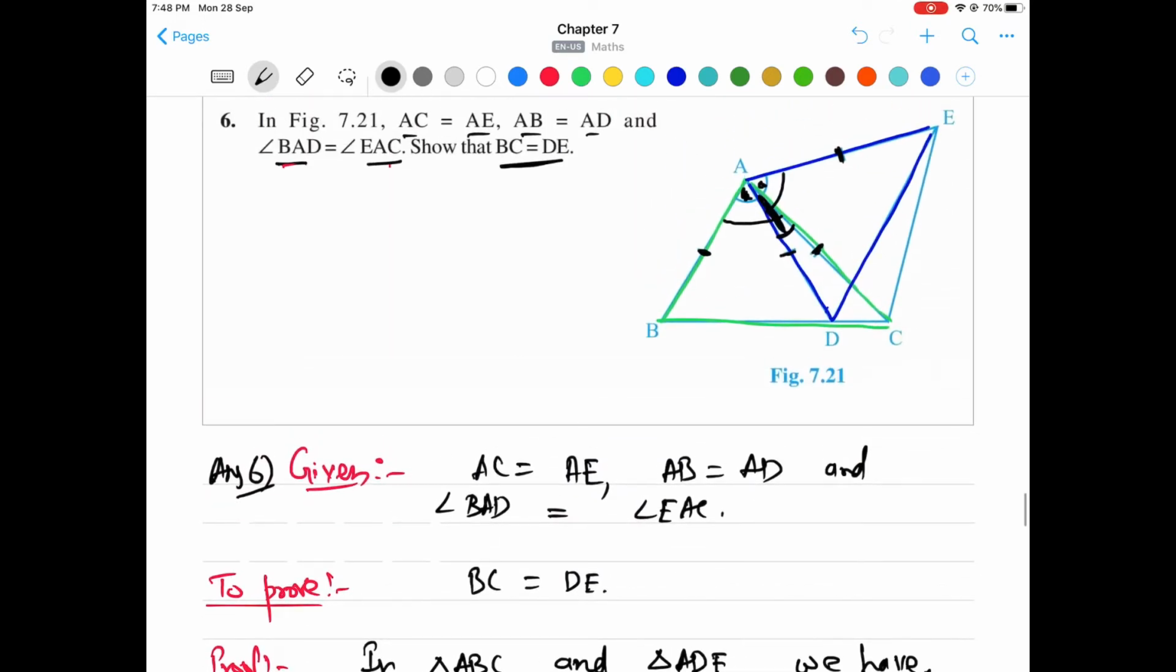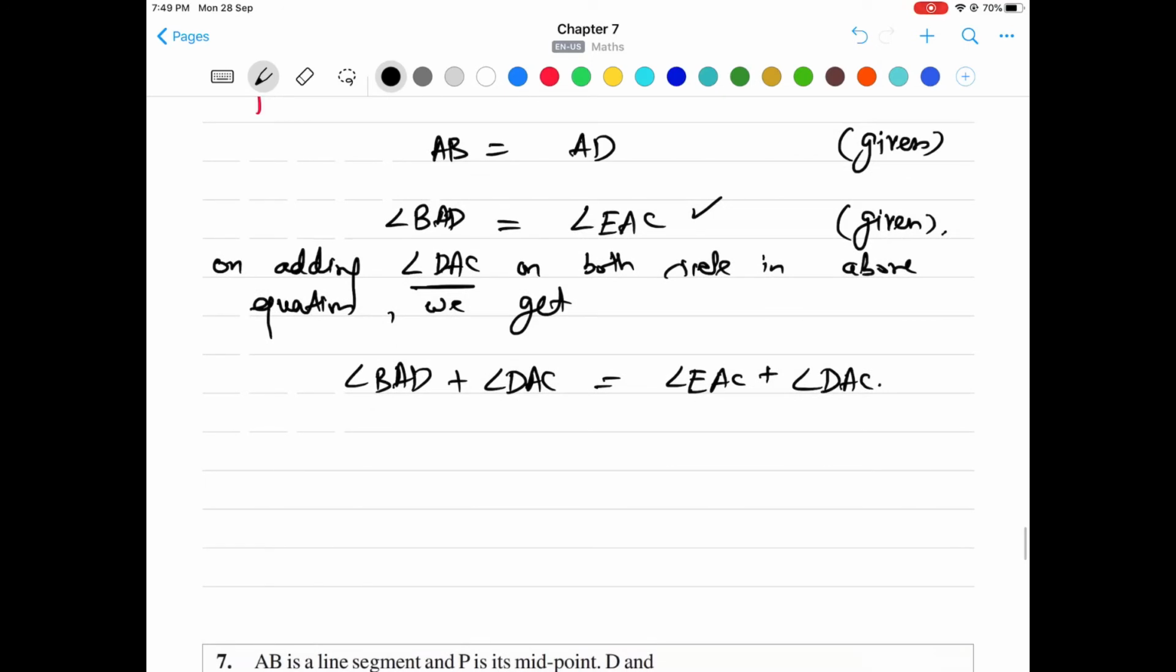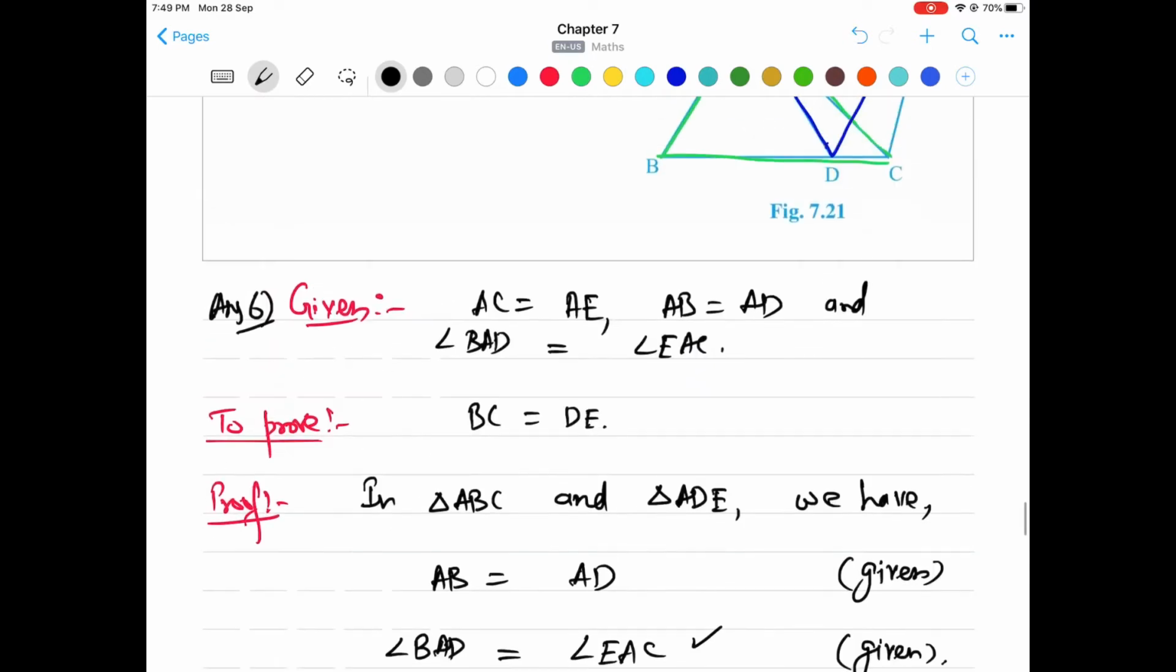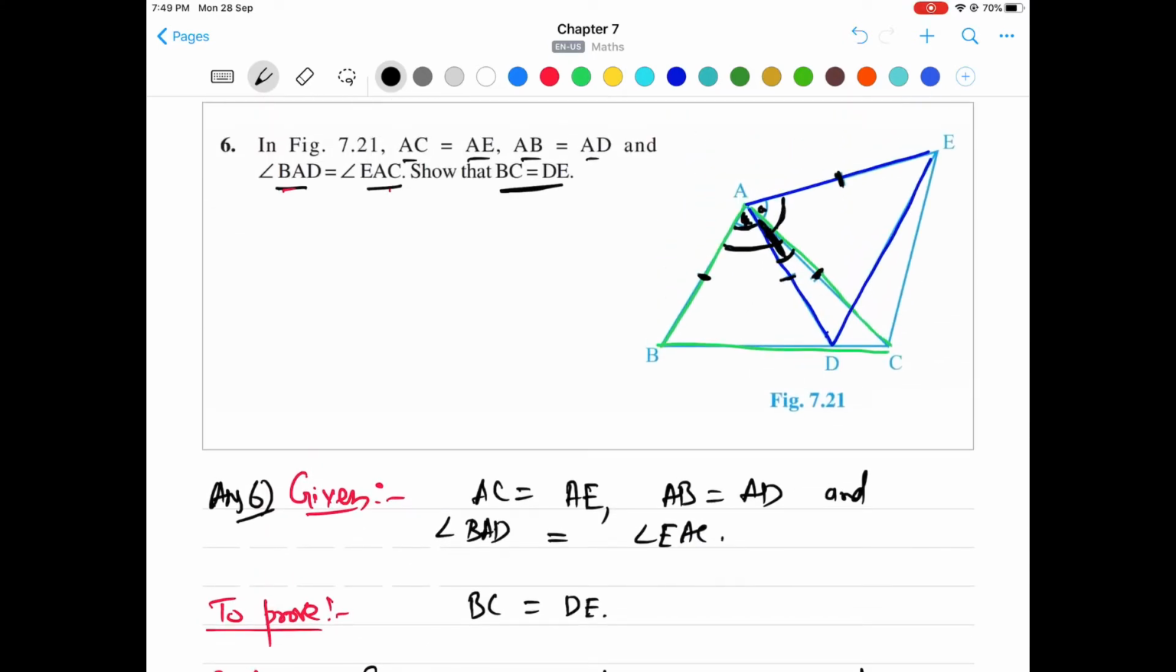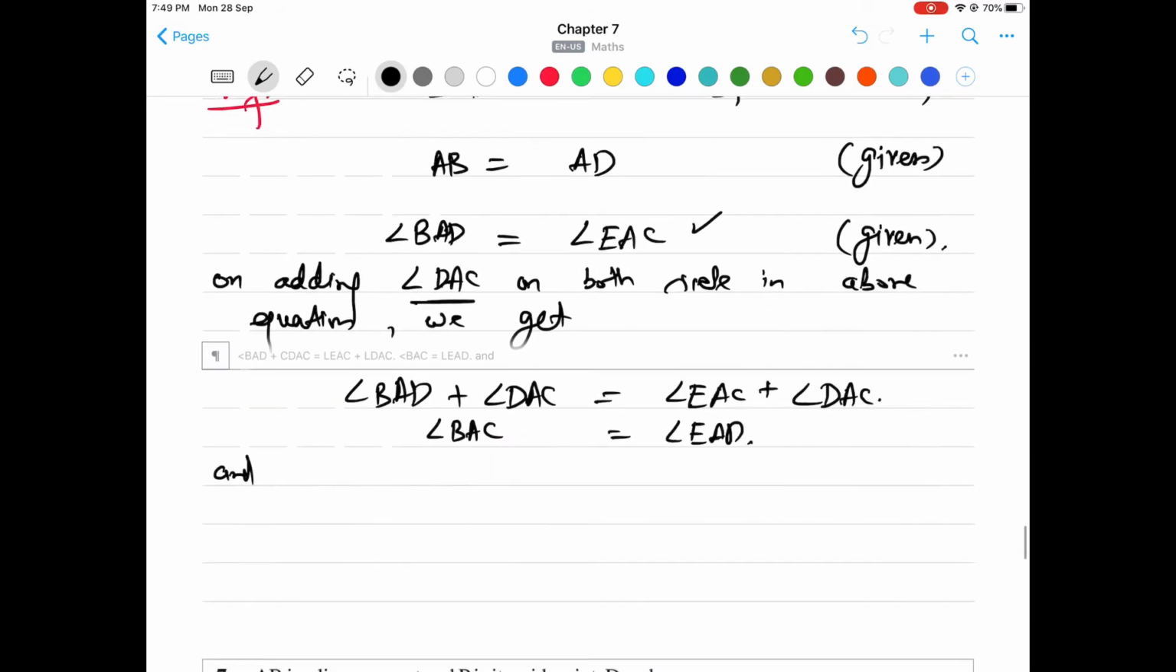So when you add DAC to BAD, which is this one, it becomes the complete angle BAC. And similarly, we are given this part EAC and we are adding this angle DAC, so it will become angle EAD. Okay, we are also given on the other side that AC is equal to AE.